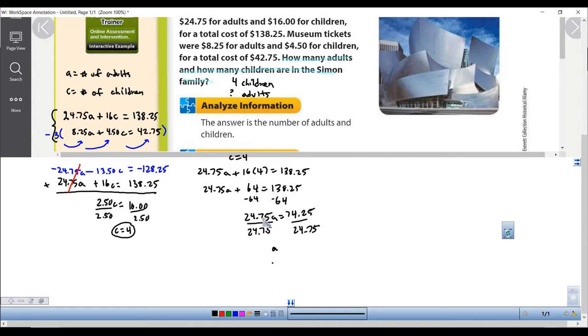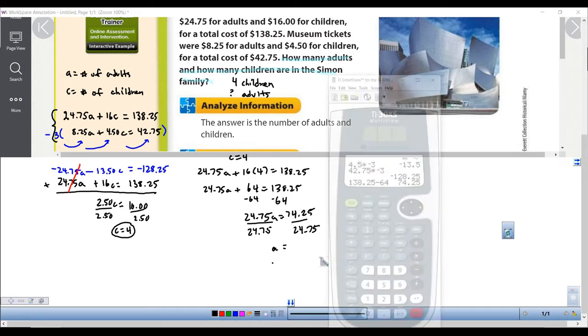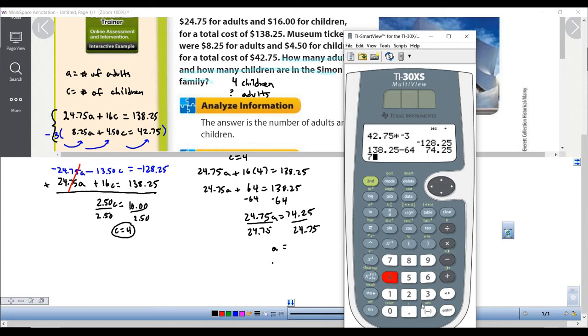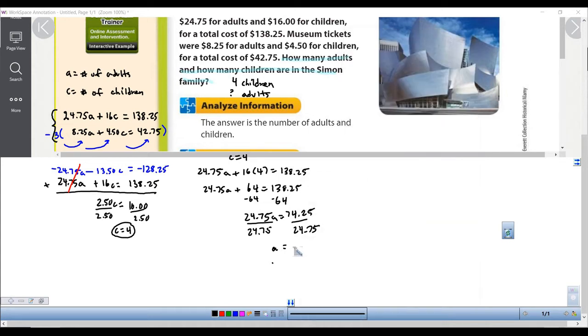All right, I happen to know that 25 goes into 75 3 times. So I'm thinking it's going to be 3, but here we go. I'm going to do 74.25 divided by 24.75. And when I do that, I get 3, just as predicted. All right, so what did we just find out? We just found out that this family has 4 children and 3 adults.